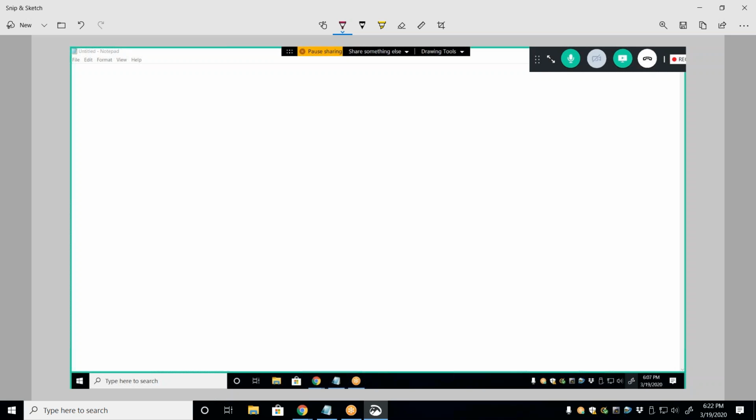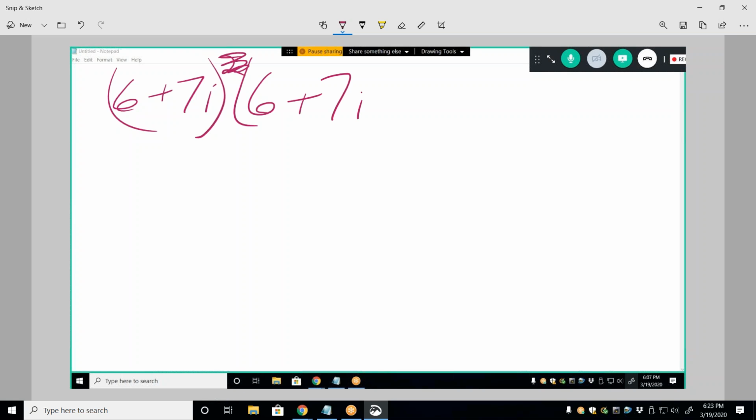So the next question is 6 plus 7i squared. So the whole thing is really parentheses 6 plus 7i, squared. Let's just do it that way because we're going to have to do it that way anyway. Go ahead.